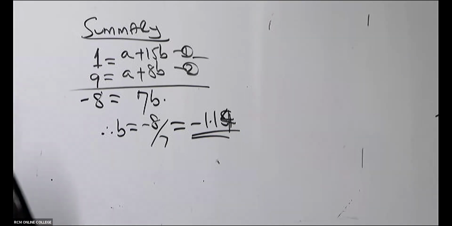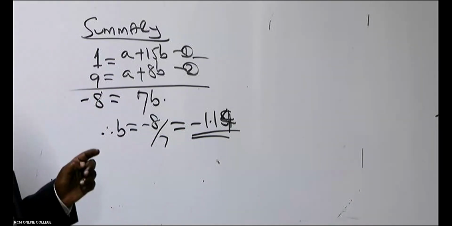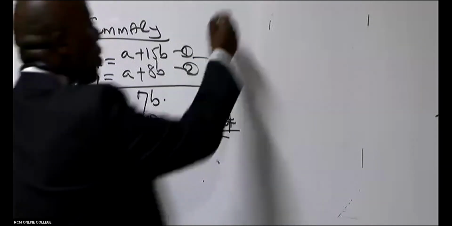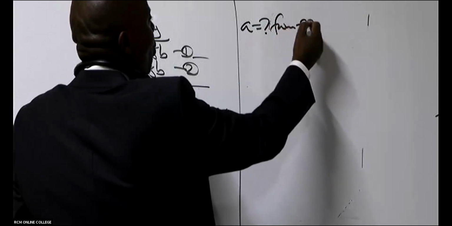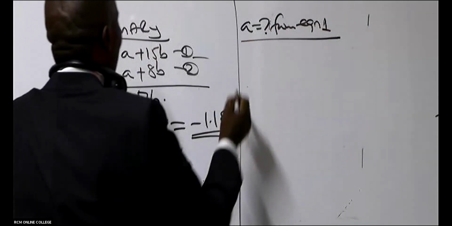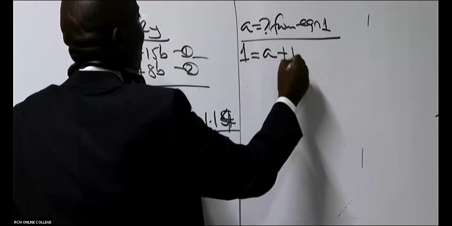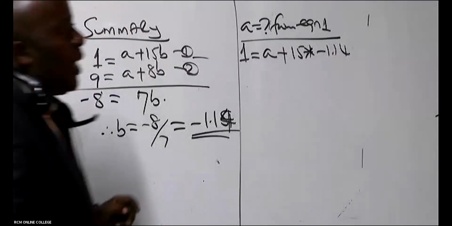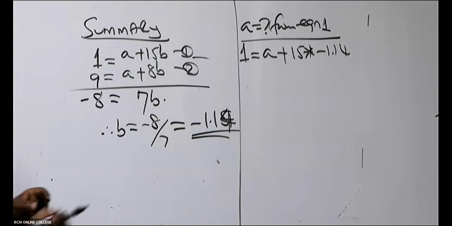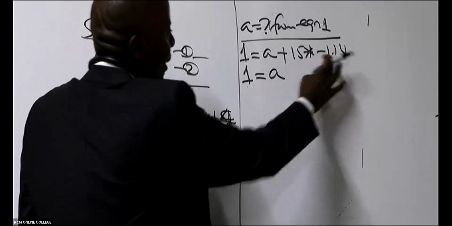Don't forget, what do we need to do to get a? We substitute, isn't it? So we ask ourselves, what is the value of a from equation 1? So this will be 1 equals a plus 15b, and our b is negative 1.14. Therefore, this will be 1 equals a. What is this times this?